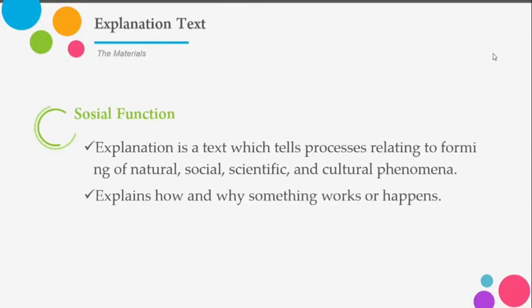The social function. The social function of explanation text is to tell processes relating to the forming of natural, social, scientific, and cultural phenomena. The second social function is to explain how and why something works or happens.